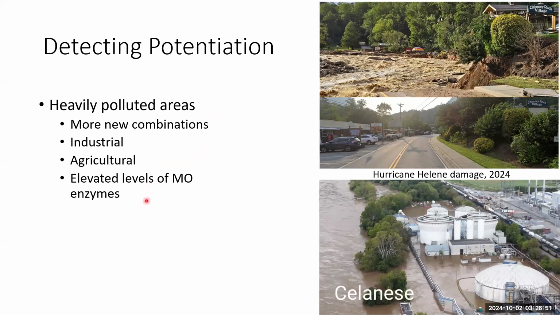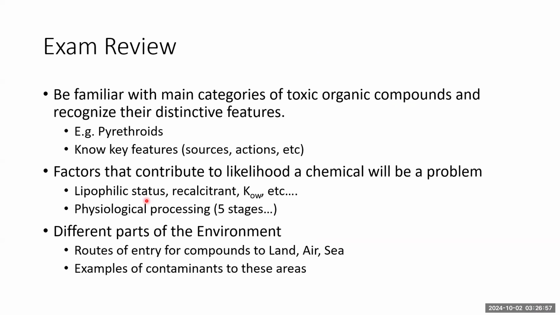All right, and so with that, that's the end of our content. So as a very quick exam review, generally speaking, what's going to be on the exam? You should be familiar with the main categories of toxic compounds and be able to recognize their distinctive features, i.e. what is it that makes a pyrethroid, right? There's usually two ring groups bridged together and then some crazy antenna bit, right? That's kind of what I'm looking for in identifying, for example, a pyrethroid.